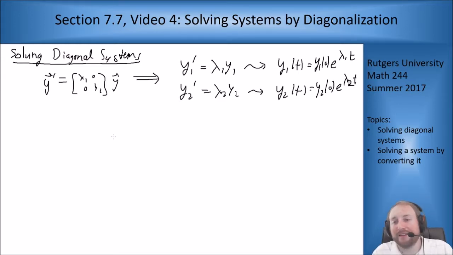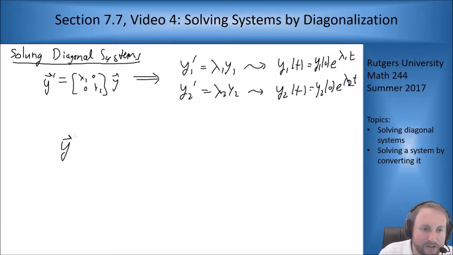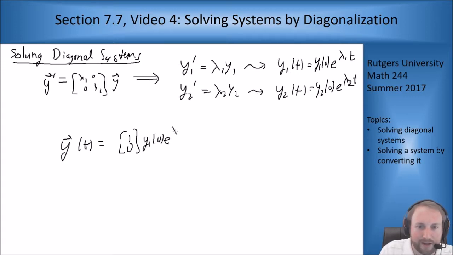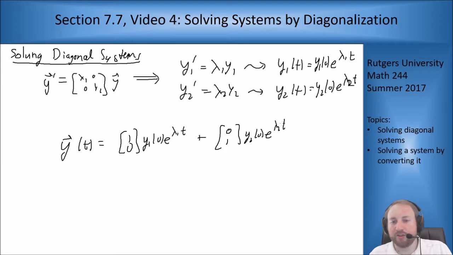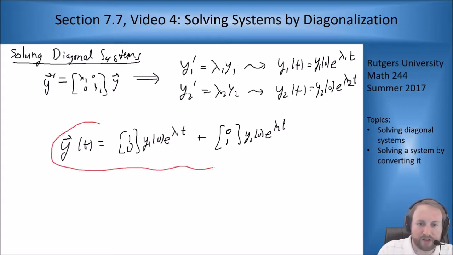Now from this, how do I get my general solution in terms of vectors? Well, my vector solution is just going to be the vector (1, 0) times y1 of 0 e to the lambda 1 t, plus the vector (0, 1) times y2 of 0 e to the lambda 2 t. Because when I put these together, I get y1 being y1 of 0 e to the lambda 1 t, and y2 being y2 of 0 e to the lambda 2 t. So these are the solutions you get for these decoupled systems. Nice and easy, not too hard to do.